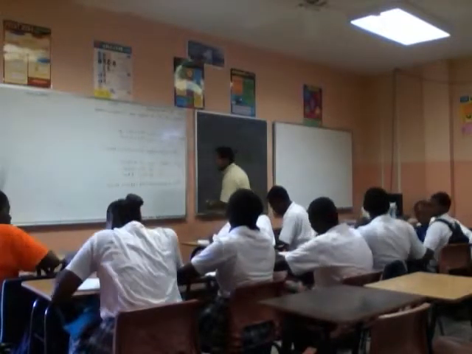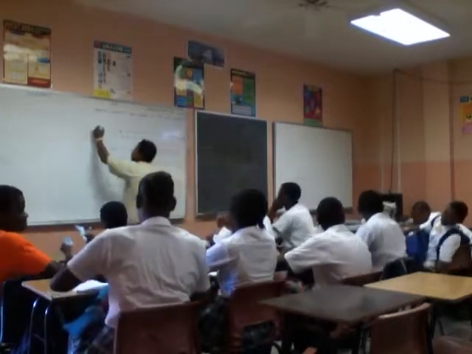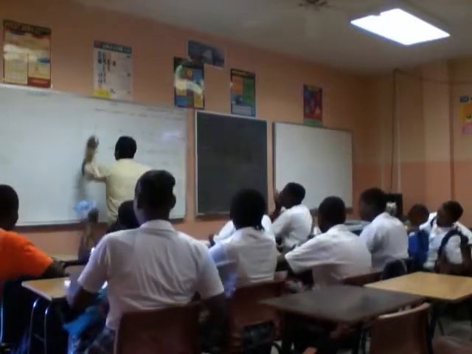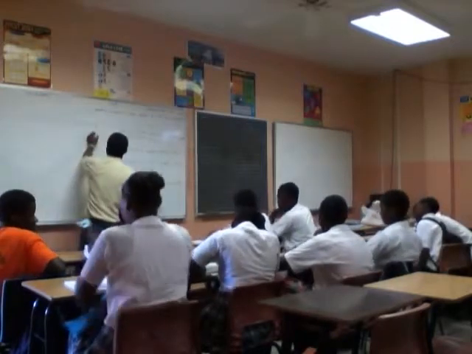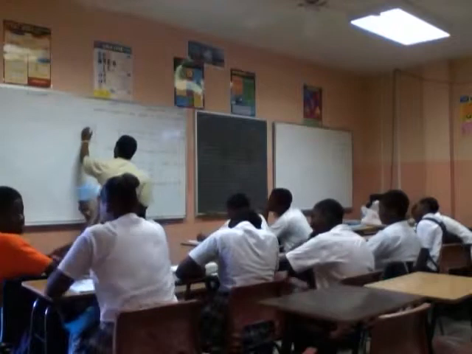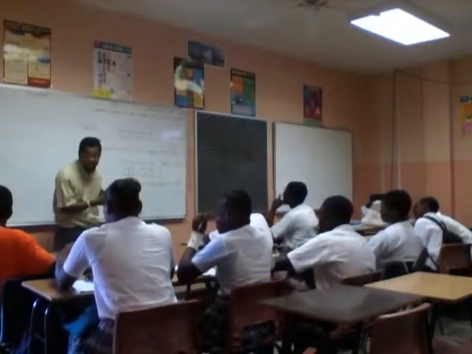Alright, so you're going to take this table down in your books. We have 15 minutes for this exercise, so no playing. Okay, so we have shape. Draw your table. Take your table down now.